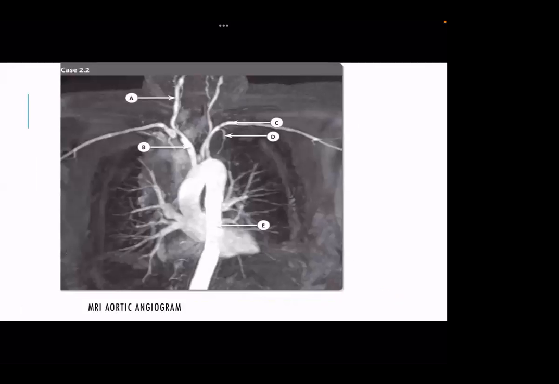And this is also an MRI aortic angiogram showing the normal branching pattern, starting with the brachiocephalic trunk that gives the right common carotid and the right subclavian. Then we have the left common carotid and the left subclavian that gives the internal thoracic or internal mammary artery. And this is the descending aorta.